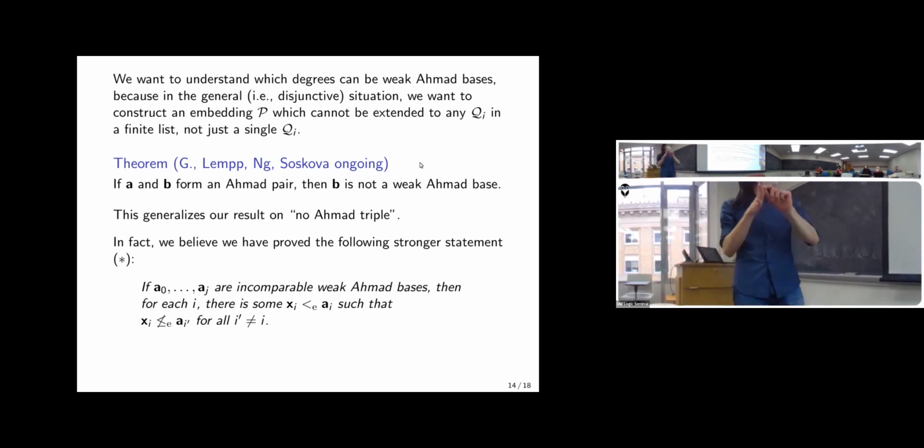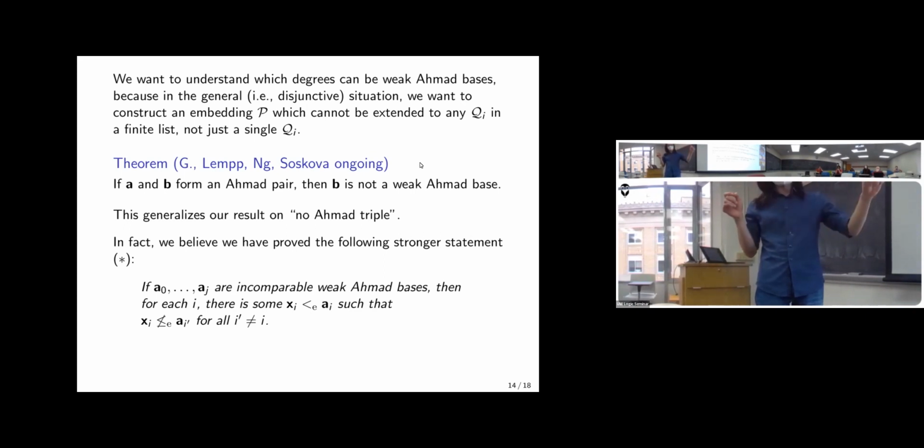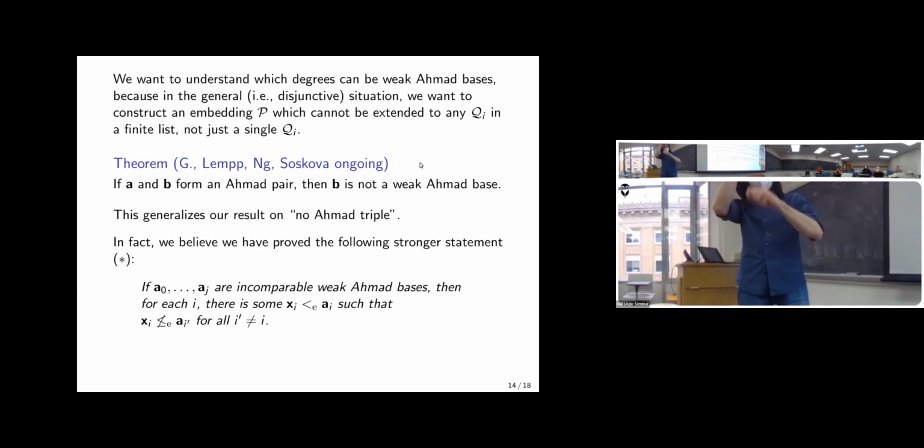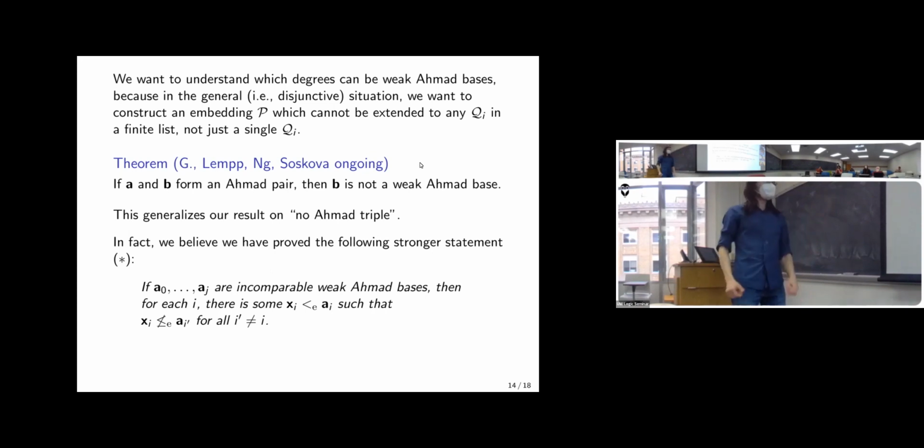So suppose we have A0 ... AJ, incomparable, and all of them are weak Ammon bases. Then for each I, there is some xi below ai, so that xi is not below any of the other ai prime. Okay, so what's the relationship between this and the theorem on top?